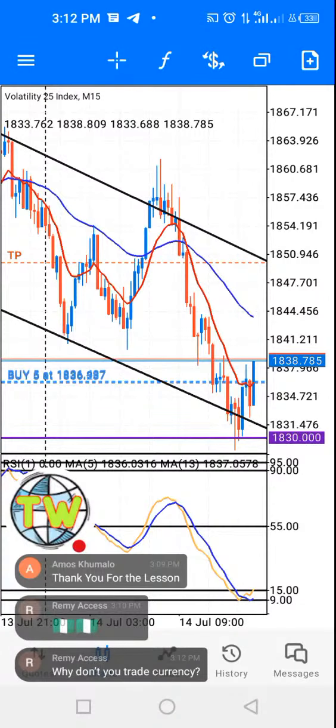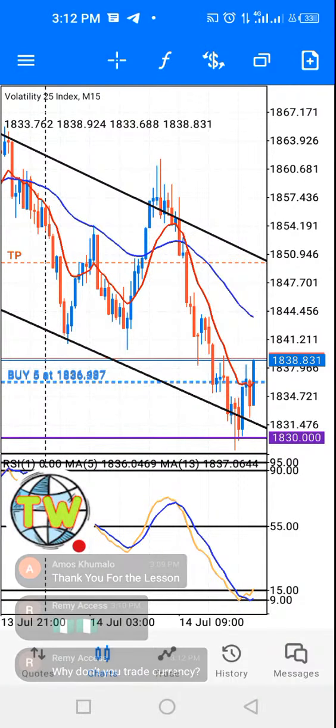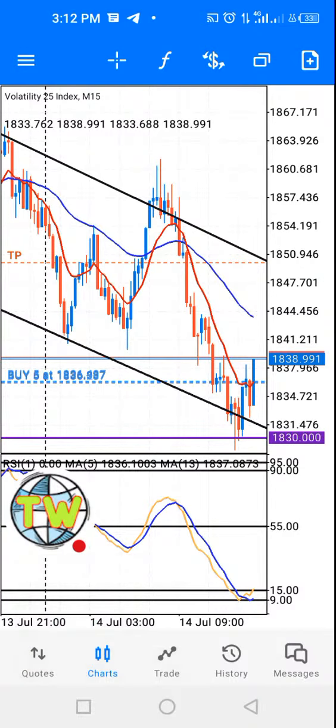I will come back to that. Okay, Remy says, why don't you trade currency? Remy, I trade currency mostly, personally, okay? But in my VIP group, I do drop it for them. But the currency I trade, Remy, is GBP/USD only. Why? Because I don't try to jack or trade. That's me personally. There are people that can jack or trade and it works for them. But for me, I don't.